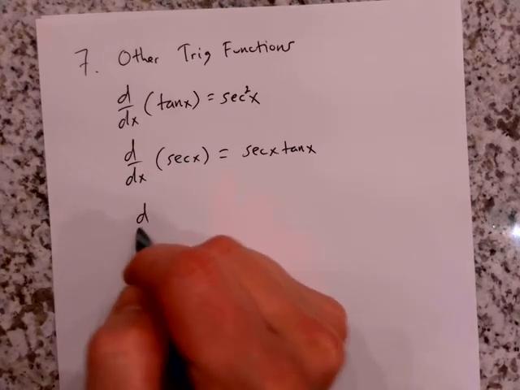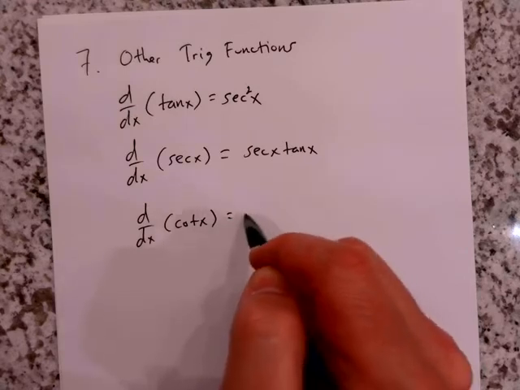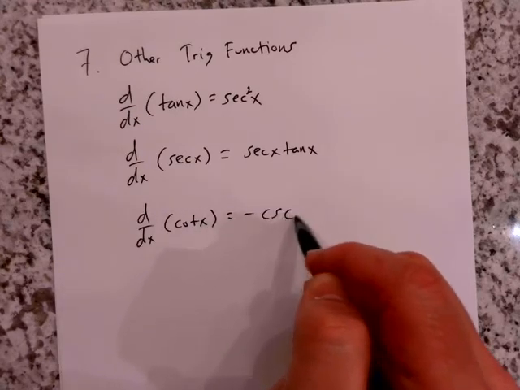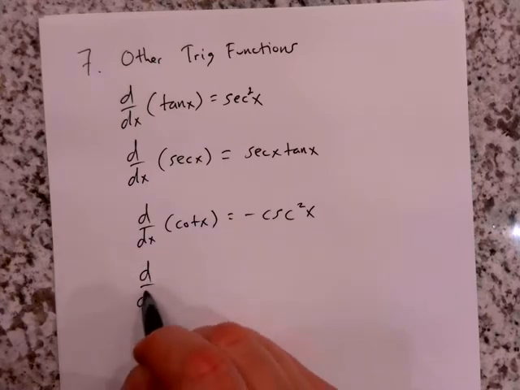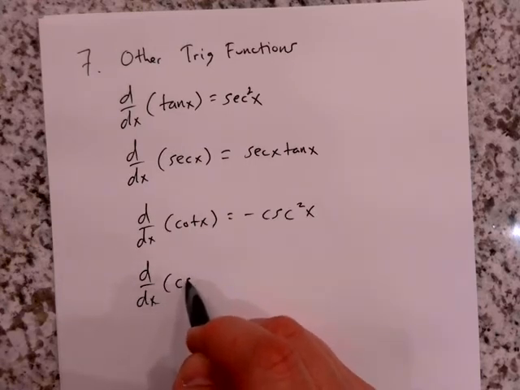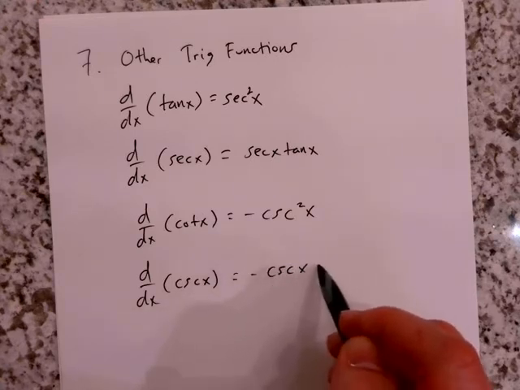The derivative of cotangent gives you negative cosecant x all squared. And the derivative of cosecant is negative cosecant x cotangent x.